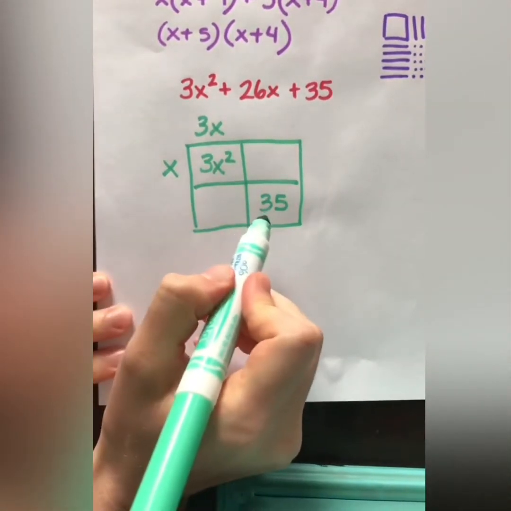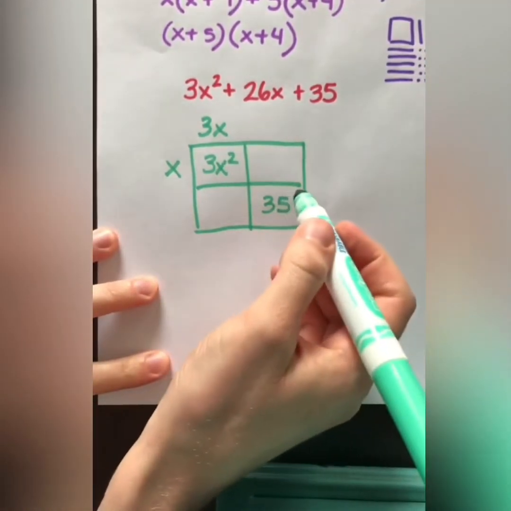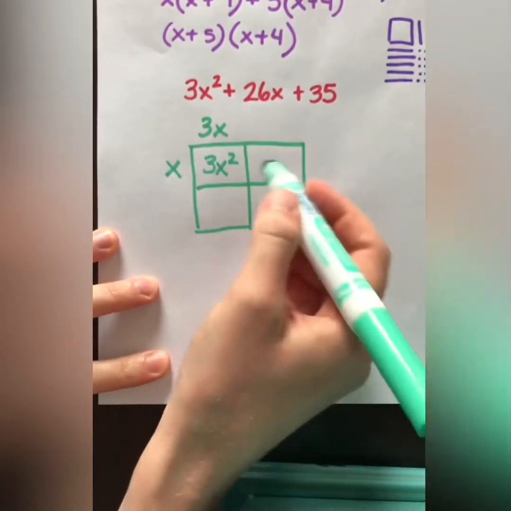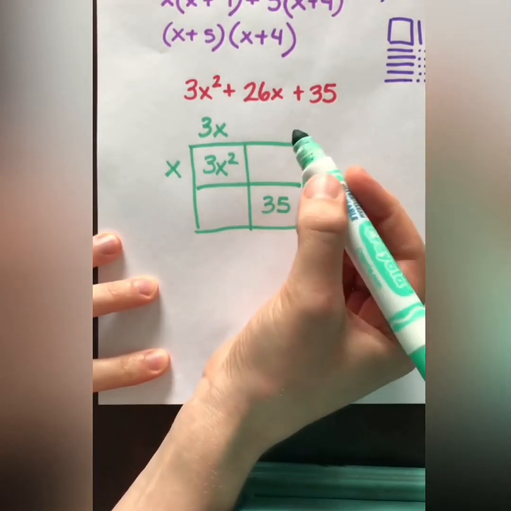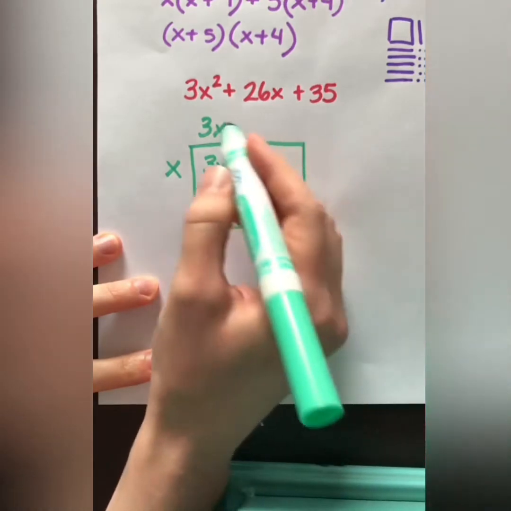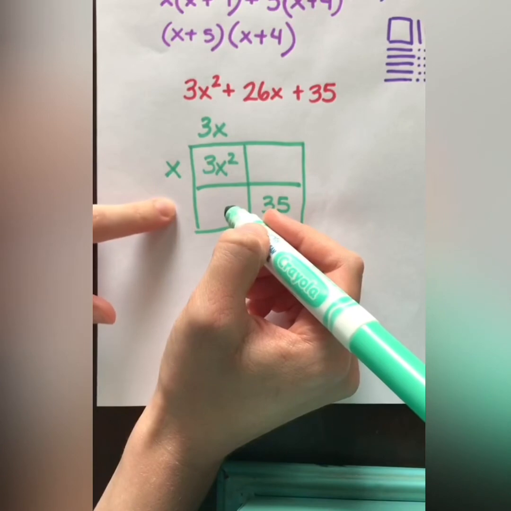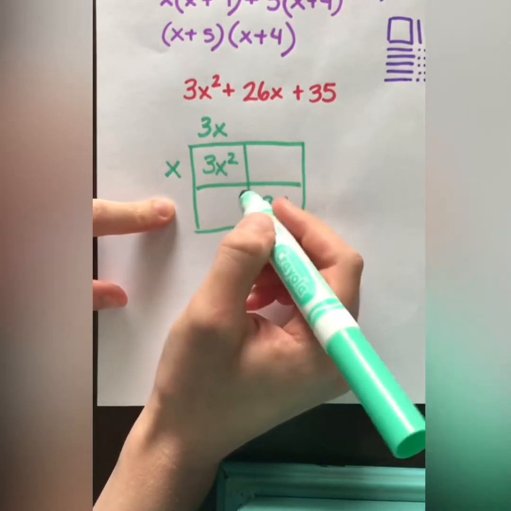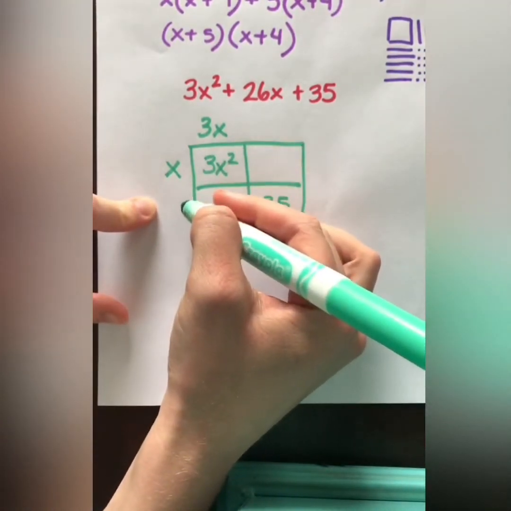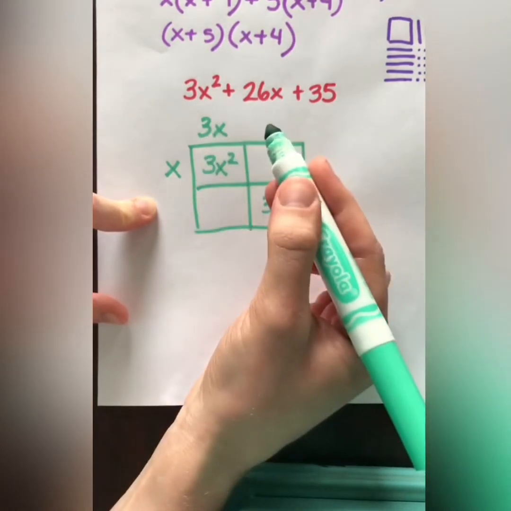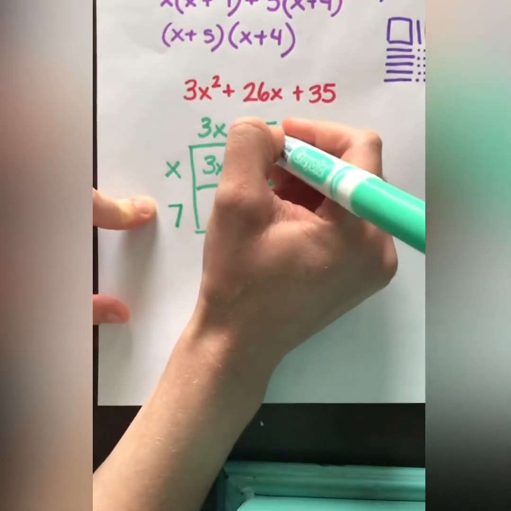Now luckily 35 doesn't have that many factors. I can use 35 and 1, or I can use 5 and 7. It's all positive, so 35 and 1 probably won't work to get me 26. Let's try 7 and 5. Now remember, this 3 is going to end up multiplying whichever number I put here. So if I do a little guesswork, I can figure out, do I need my 5 here or here, and my 7 here or here? I want my 7 to multiply by my 3. So I'm going to put the 7 here and the 5 here.